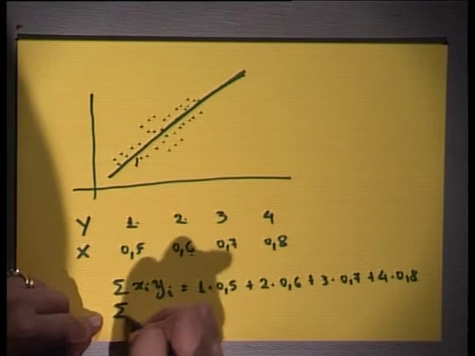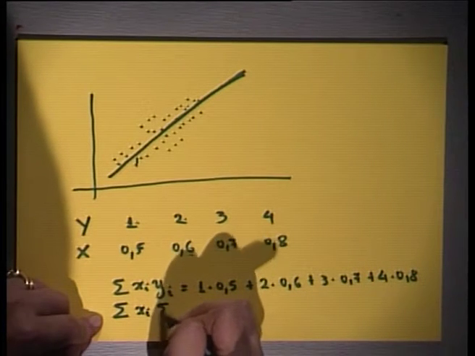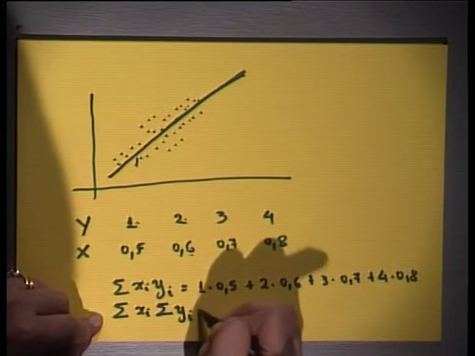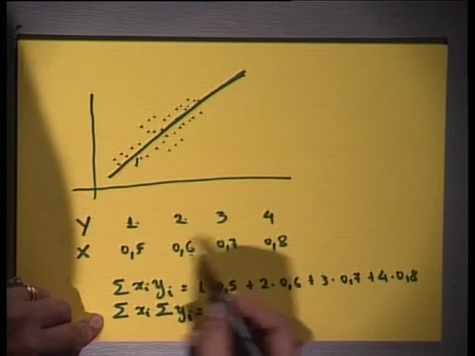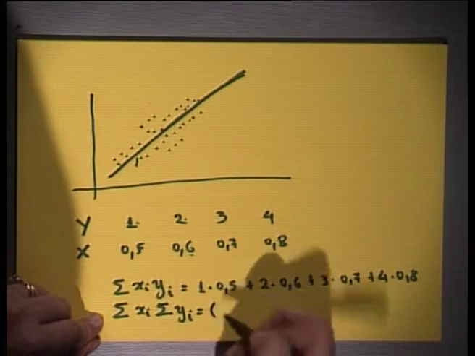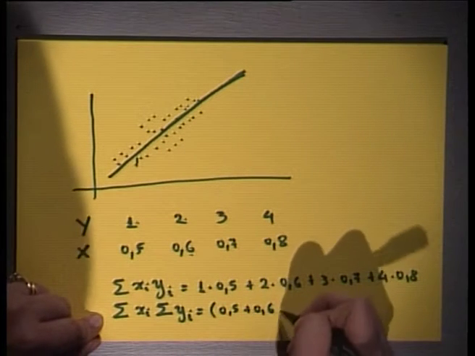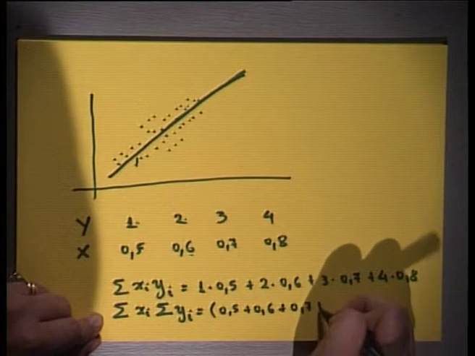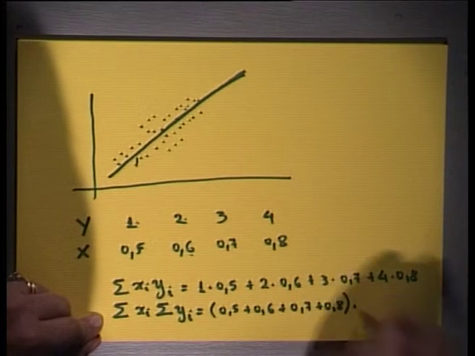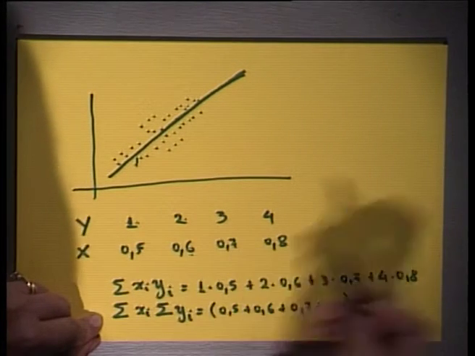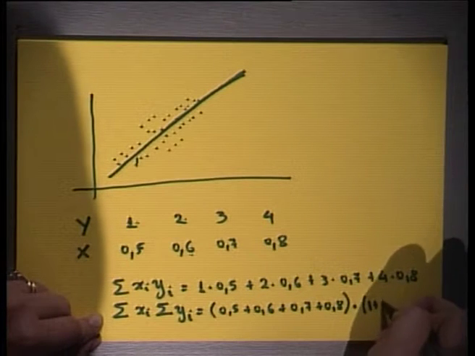When we have sum of xi times sum of yi, we first sum up. So for xi it is 0.5 plus 0.6 plus 0.7 plus 0.8, and then multiply with the sum of the other variable.